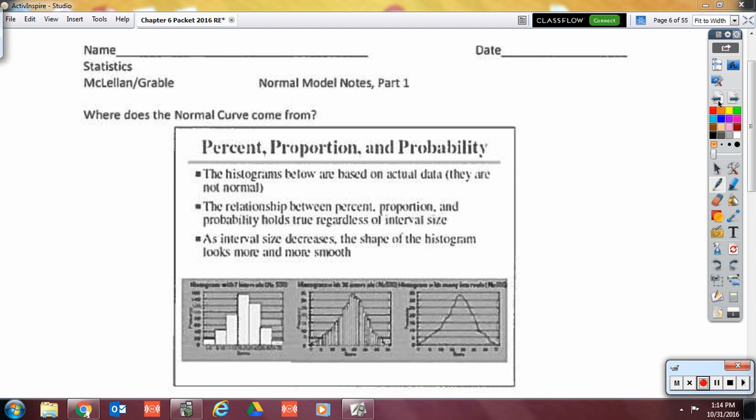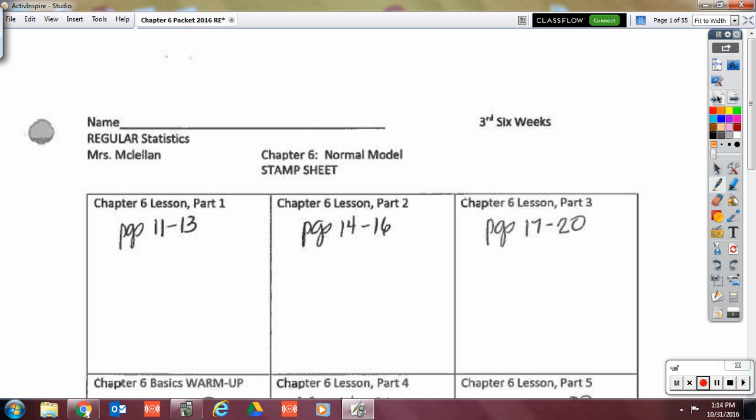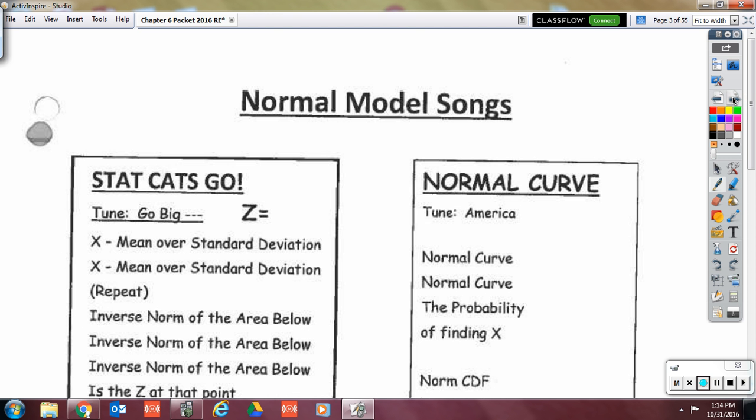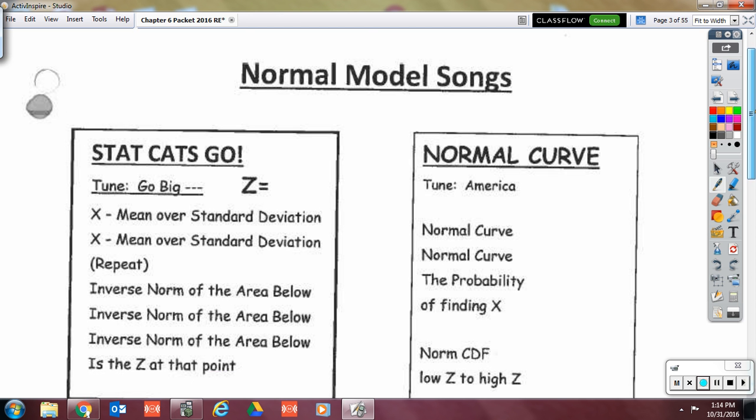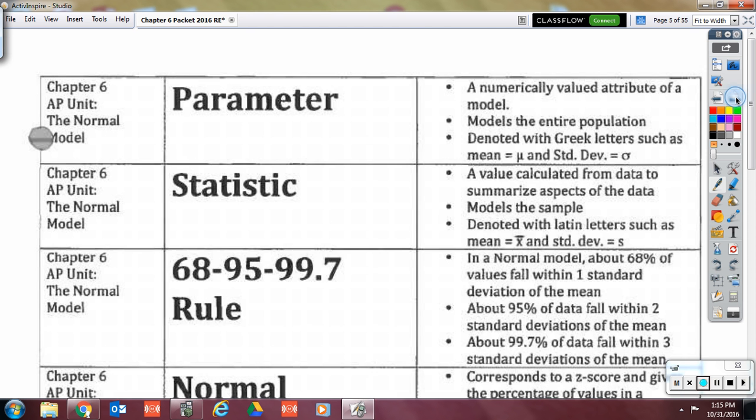All right. So in our new packet, we're going to be learning about the normal model. This is probably the most foundational concept in this class. It's a totally new idea, but it's very important in statistics to understand everything. There will be 3 songs this unit. We're going to learn part of one today.